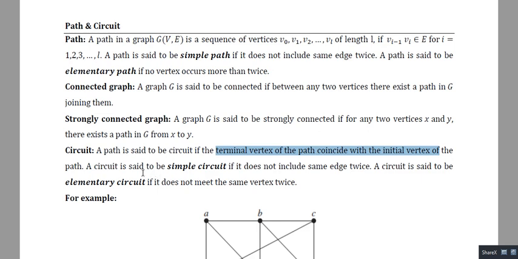Similar to a path, a circuit can also be a simple circuit or an elementary circuit. A circuit that does not contain any repetition of edges is a simple circuit, and if there is no repetition of vertices, the circuit is called an elementary circuit.